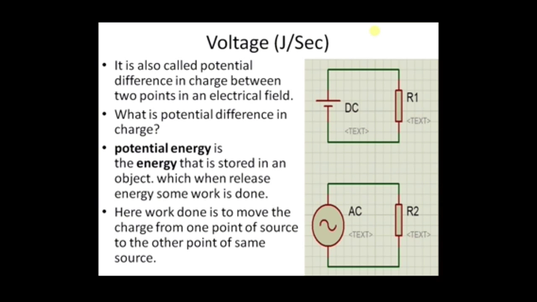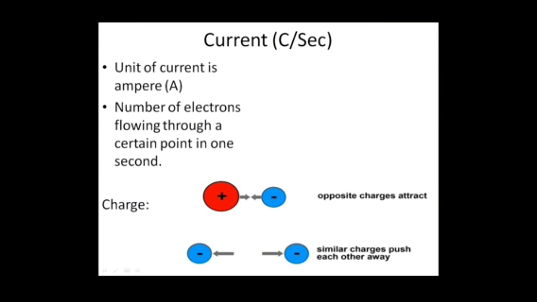Now let's see what is a current. Current is expressed as coulomb per second. I will tell you what is coulomb and how this ampere is calculated. But current is coulomb per second. The unit of current is ampere. Ampere means the number of electrons flowing through a certain point in a second. It is termed as ampere.